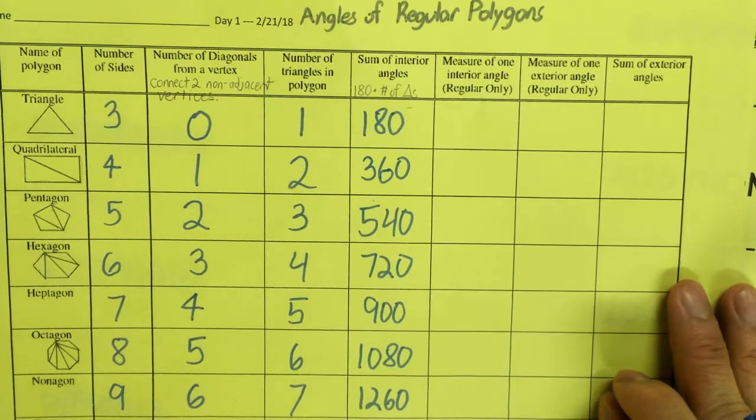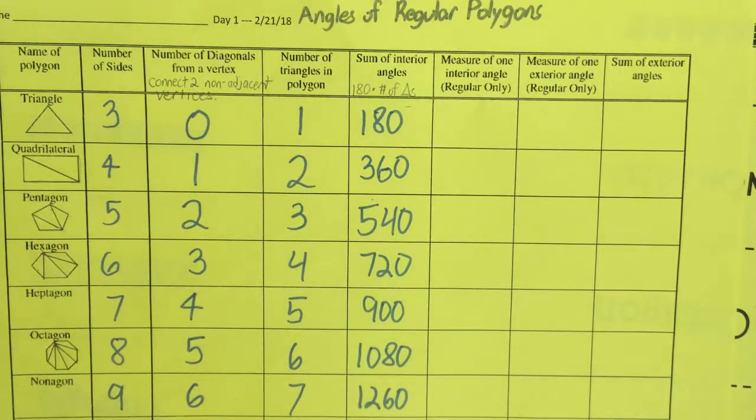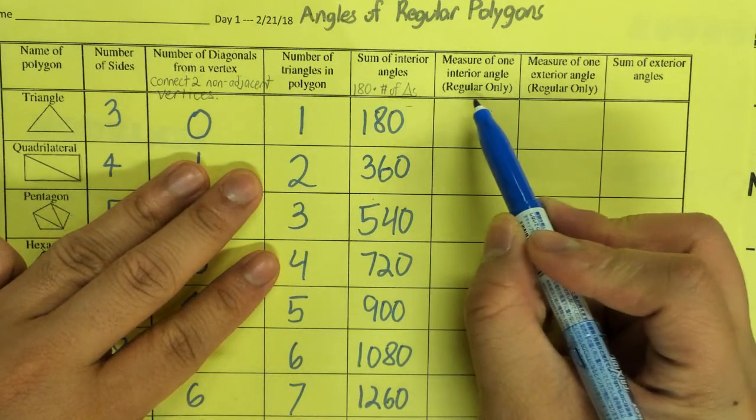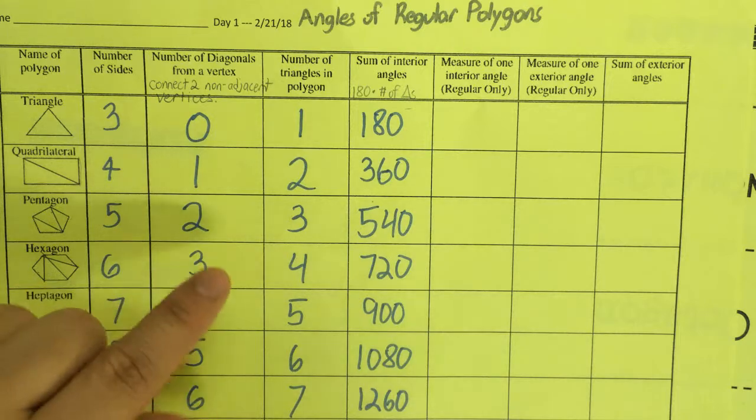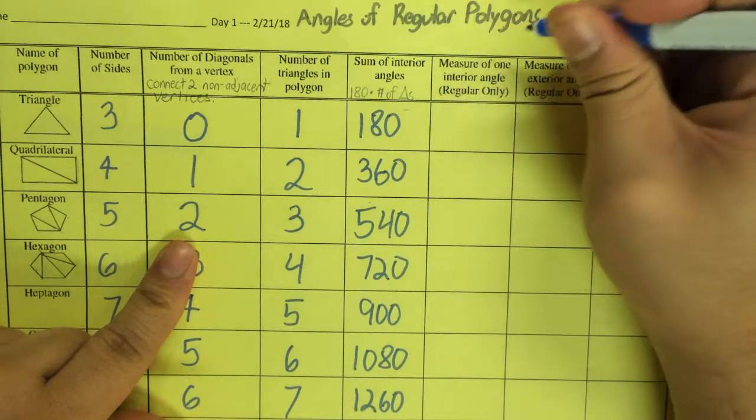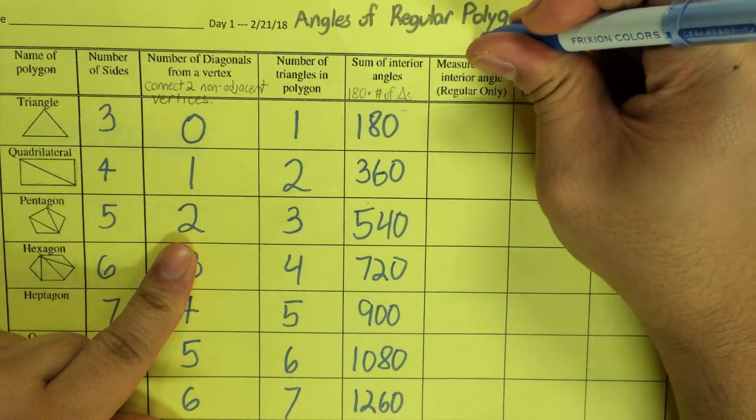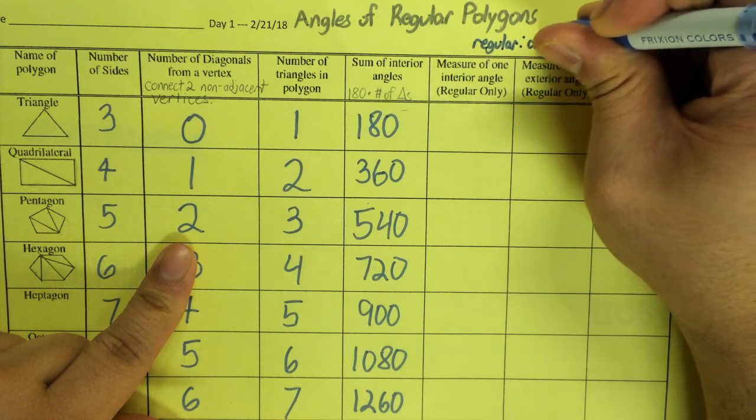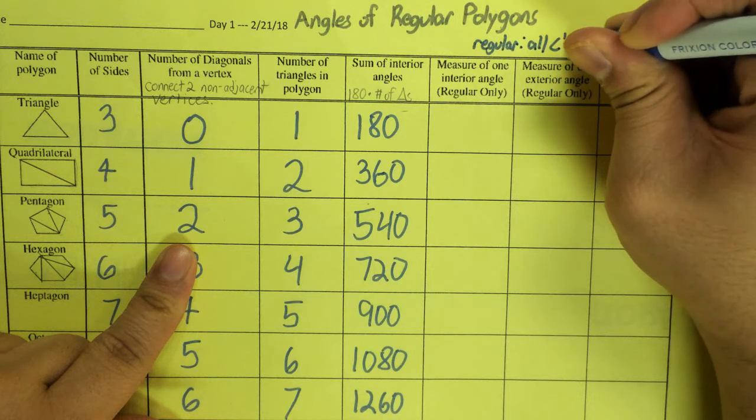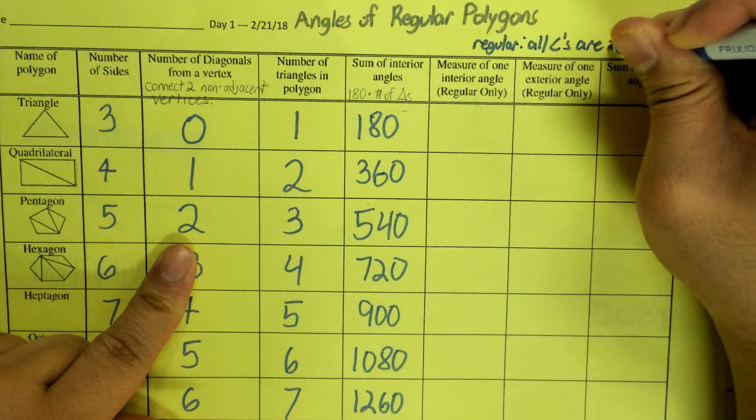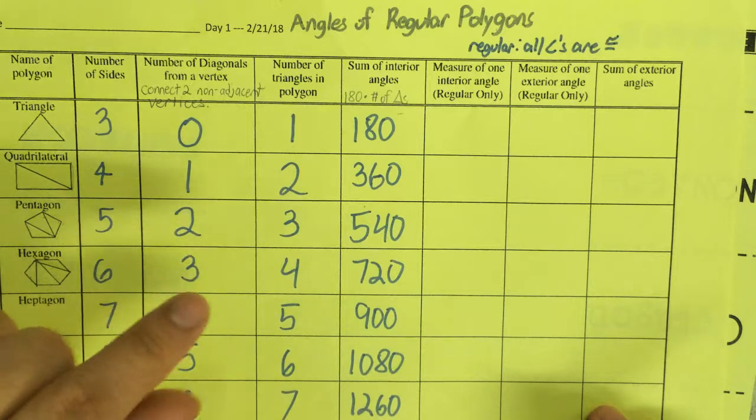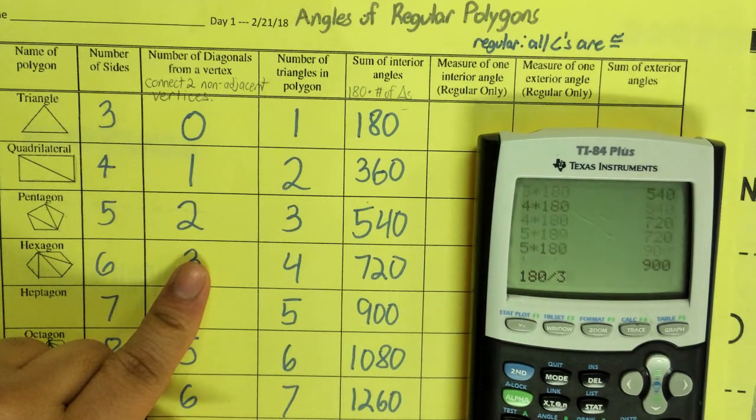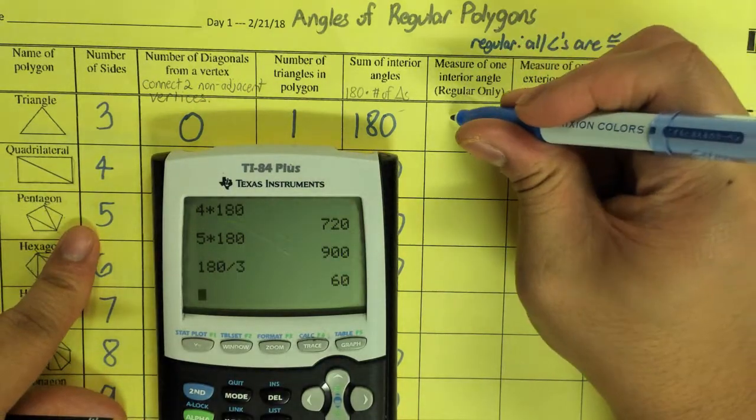Right, measure of one interior angle. The three angles of a triangle, notice this as regular. Regular means all angles are congruent. So 180 divided by the three angles the triangle has is 60.